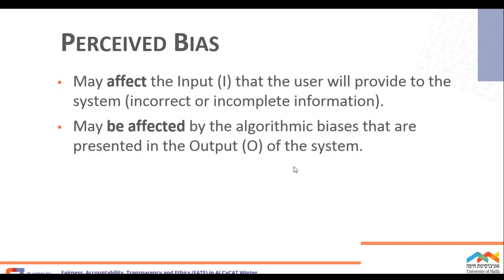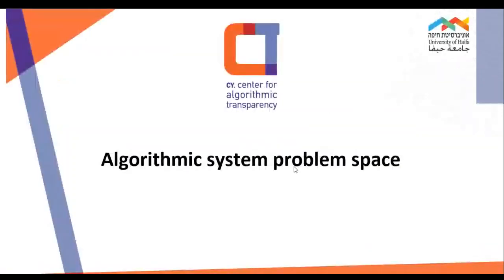So perceived bias may affect the input that the user provides to the system. Users may provide incorrect and incomplete information in order to manipulate the system. Perceived bias may be affected by the process of the system as represented or presented by the output and the reasoning of the users about the correlation between the output and the input of the system.